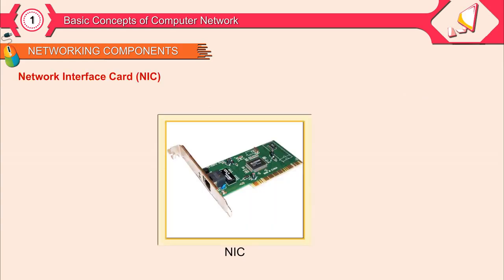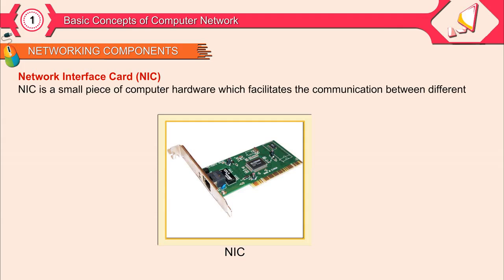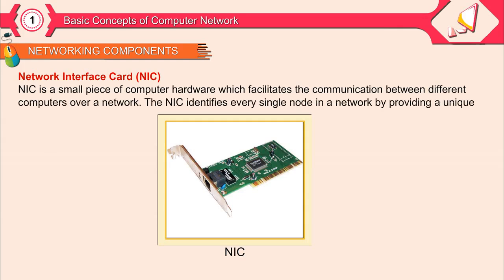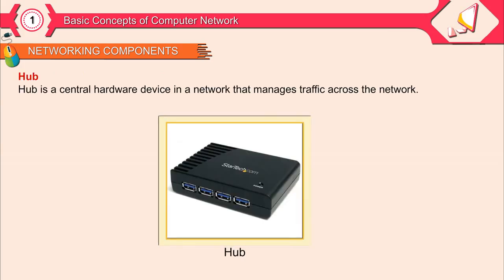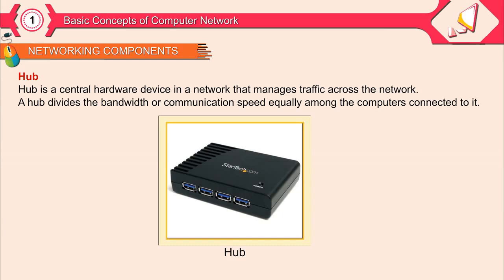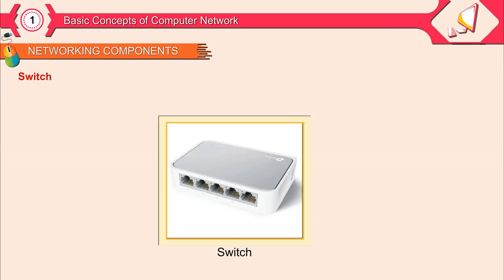Network Interface Card, NIC. NIC is a small piece of computer hardware which facilitates the communication between different computers over a network. The NIC identifies every single node in a network by providing a unique physical address to it. This address is stored on the chip which is mounted on the card. Hub. Hub is a central hardware device in a network that manages traffic across the network. A hub divides the bandwidth or communication speed equally among the computers connected to it.